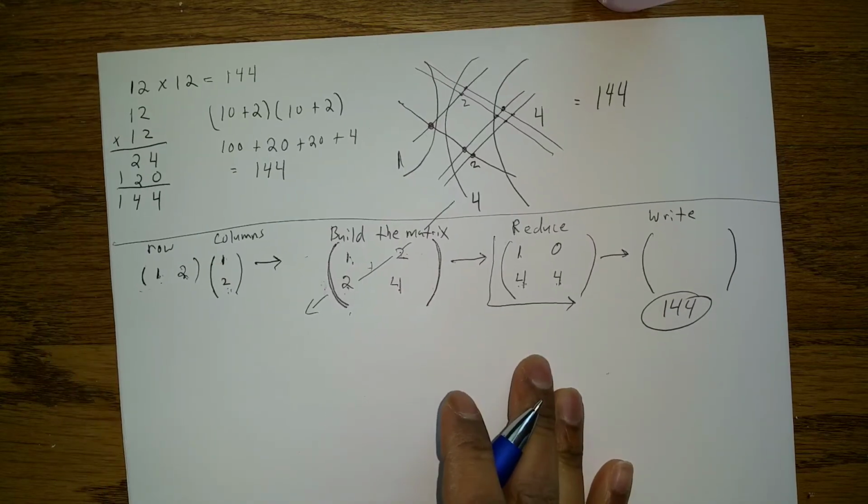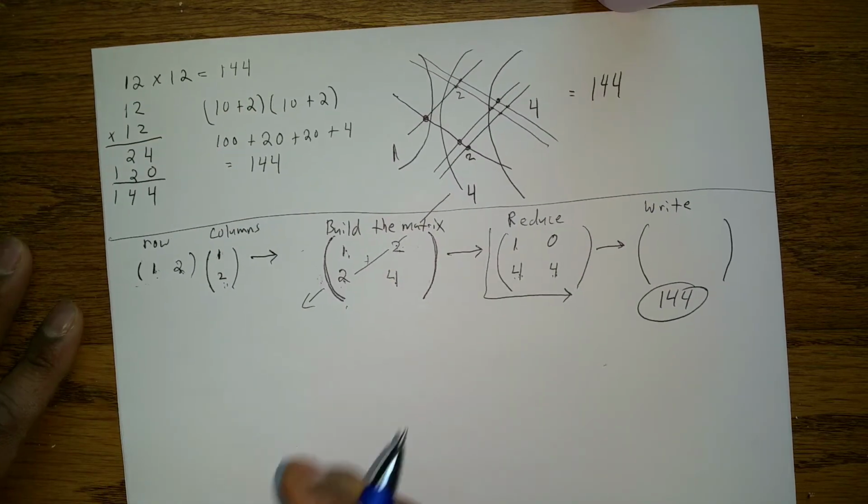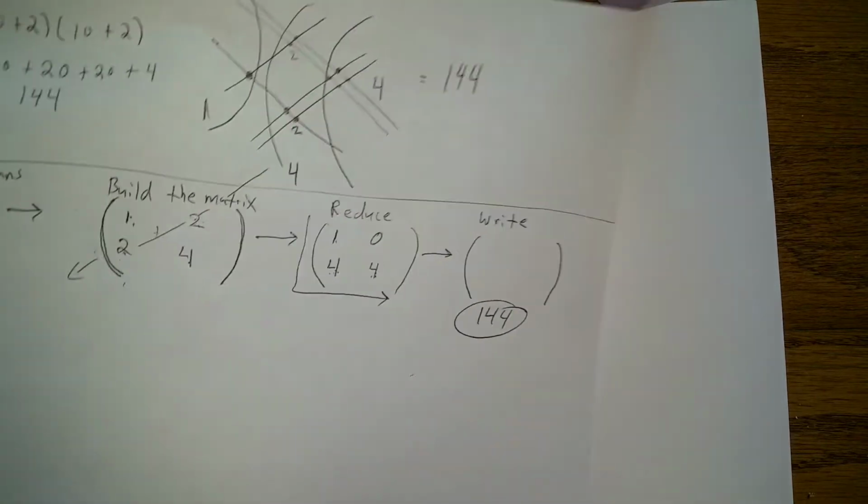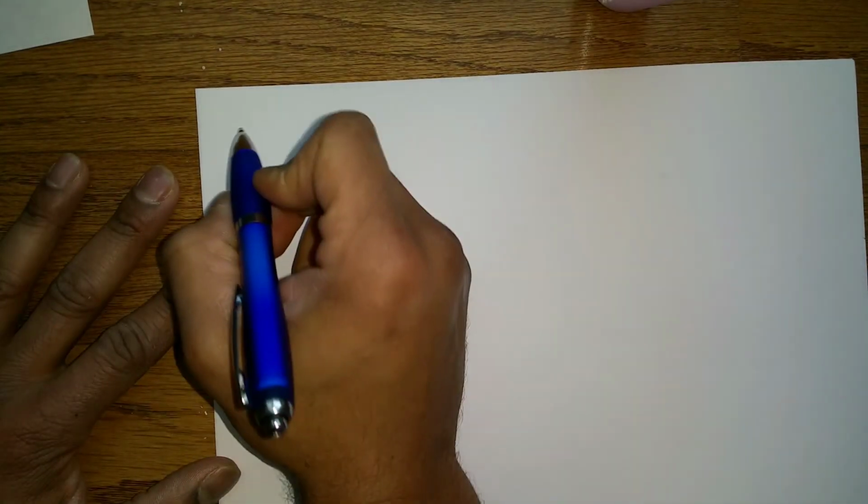So let's do a few more of these. Okay. So let me get another piece of paper to make it easy to see. All right. Now let's look at something that doesn't have the same size.